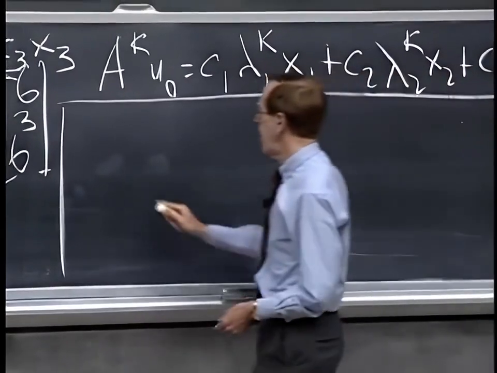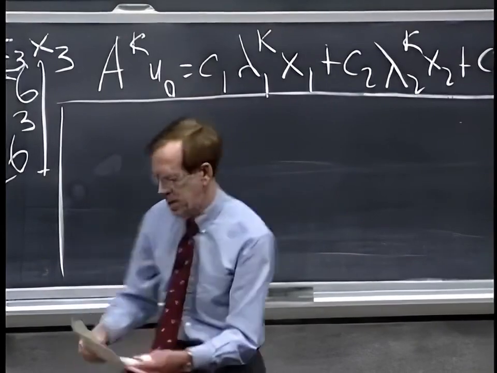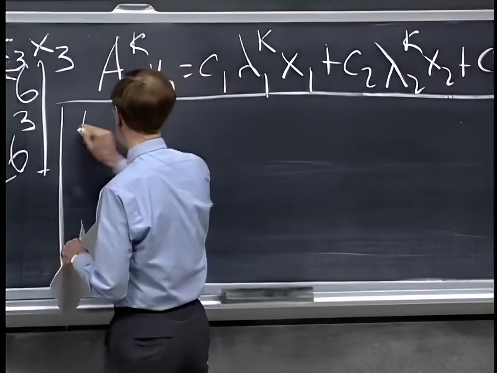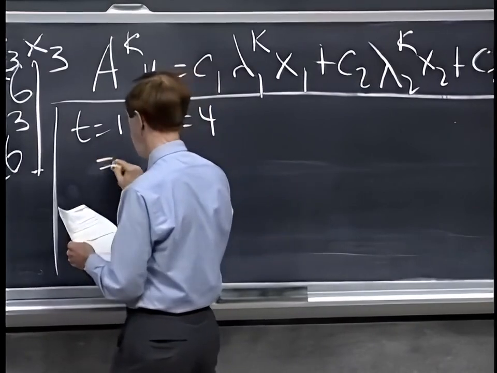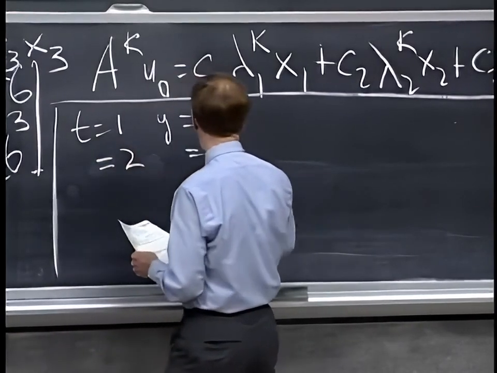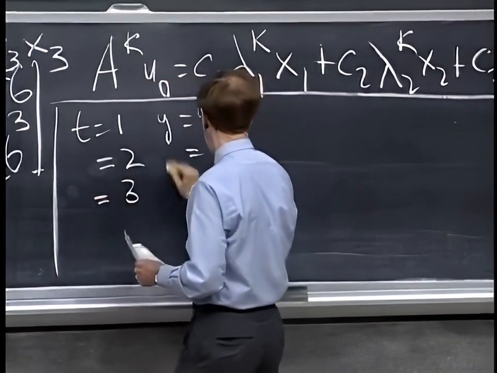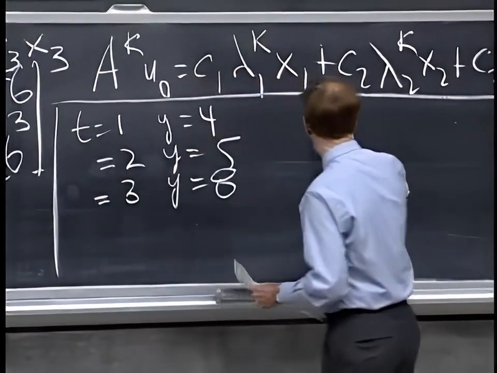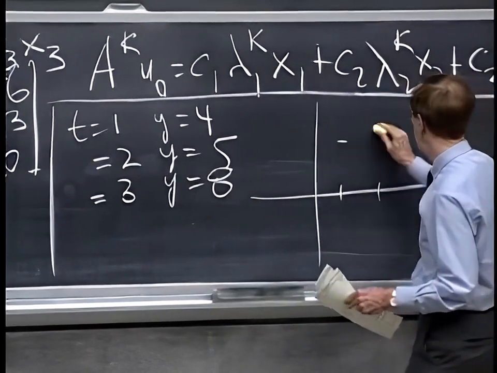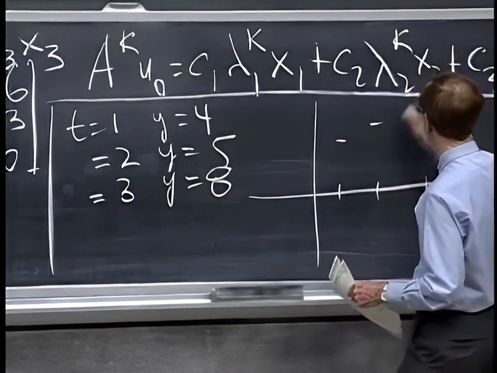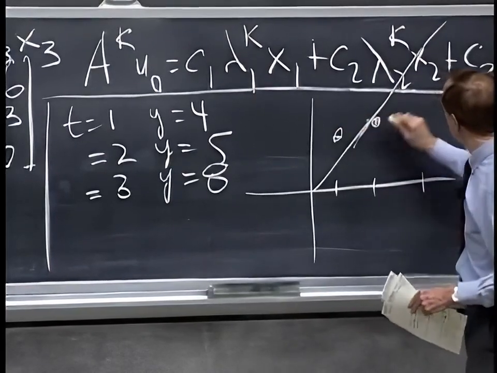So this is fitting a straight line to these points. I'll just give you the points. At t equal 1, the y is 4. At t equal to 2, y is 5. At t equal to 3, y is 8. So we've got points 1, 4, 2, 5, and 3, 8. And I'm trying to fit a straight line through the origin to these 3 values.